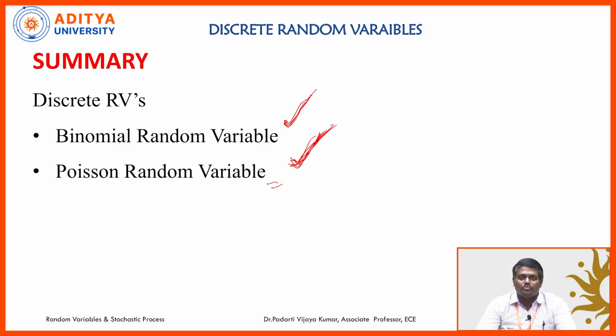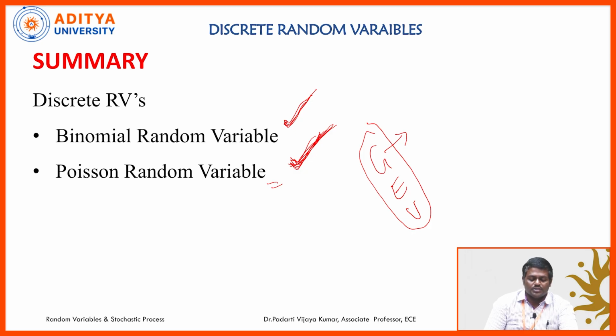So, in the next session what we will do is, we will solve the problems related to the continuous random variables. We will see Gaussian, exponential and uniform. These are the three continuous random variables which we will see in the coming sessions.